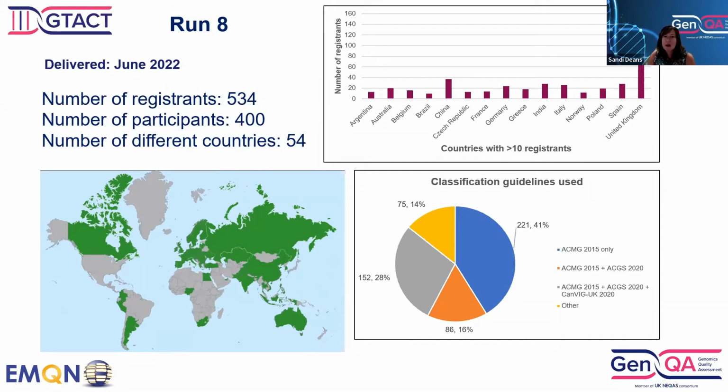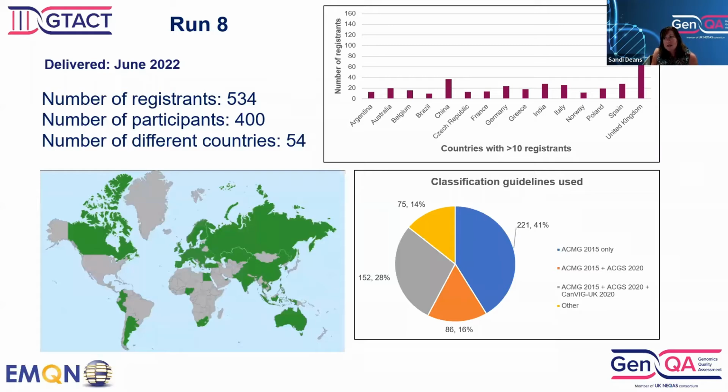As I say, we had a wide number of countries represented, and the graph at the top here gives a summary of those countries where we have more than 10 registrants. We do have lower numbers in other countries, but it's nice to see that we are consistently getting high representation across all of the continents.